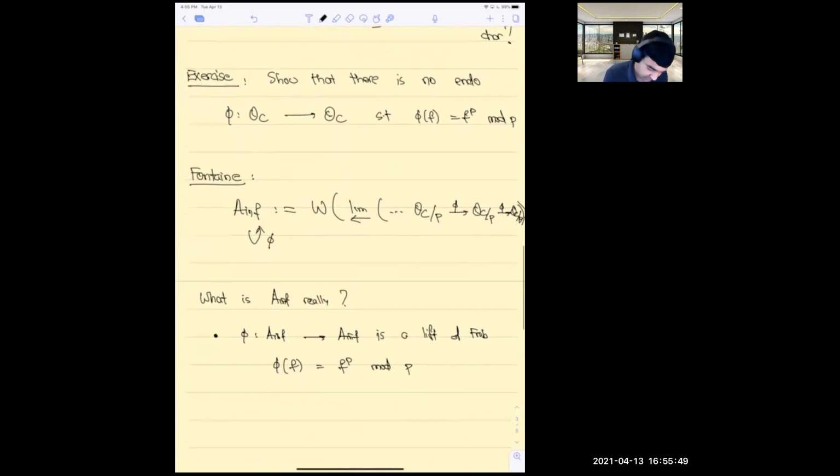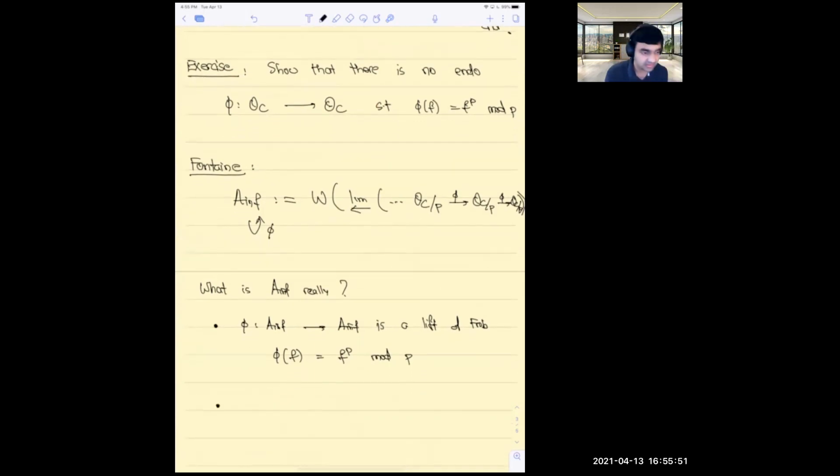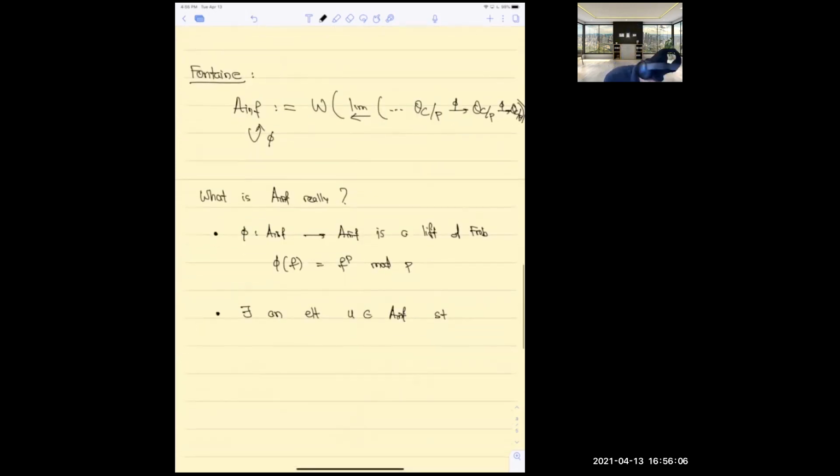Moreover, it's closely related to the ring I started off with. And the relation is that it's a one parameter deformation of O_C. So there exists an element u in A_inf such that, well, first of all, it behaves nicely under the Frobenius, and maybe you can ignore this point for now. And more importantly, A_inf mod (u minus p) is isomorphic to O_C.